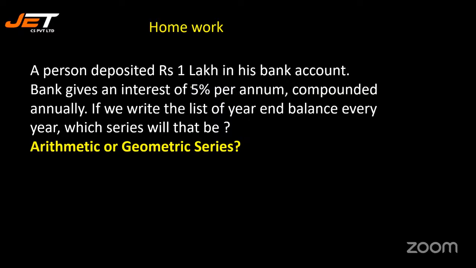A person deposited 1 lakh in his bank account. Bank is giving an interest of 5% per annum compounded annually. If we write the list of year and balance every year, which series will that be? Right, so this is the second sum. Is it arithmetic or geometric? Please take down. 1 minute time can be given to you so that you can do it quickly, so that next one you can quickly do. All right, let's move on to the next sum.